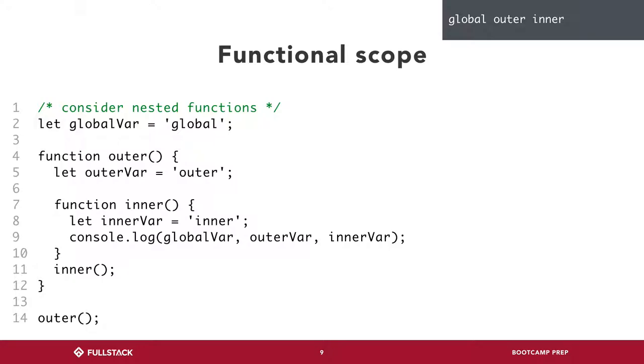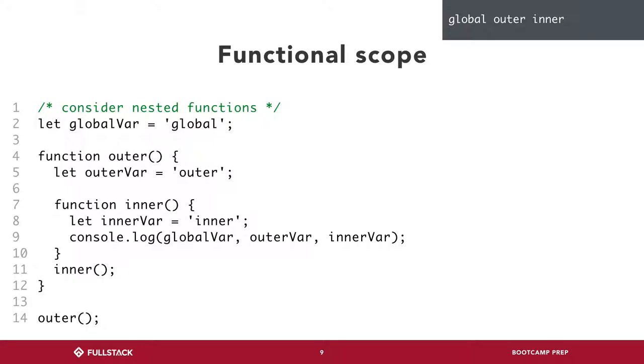Are there any questions about that? Basically, how do we get global, outer, inner? You define this function here, and then you call this function, but you don't call this. Well, you can't call this function until, wait, hold on. Do we even need to call the outer function? All of the variables are defined. You're only going to console log is global variable, which is global. And then console log outer variable is outer. And then console log inner variable, which is inner.